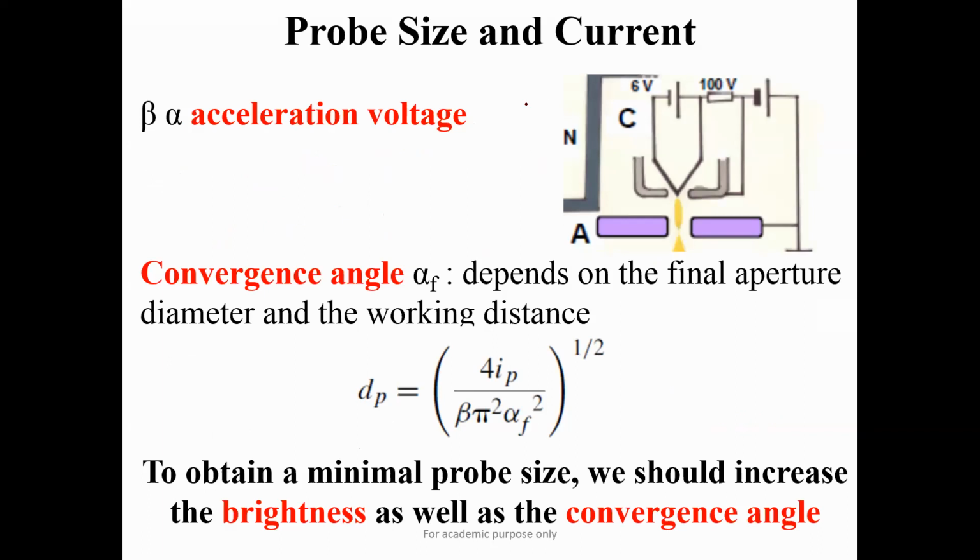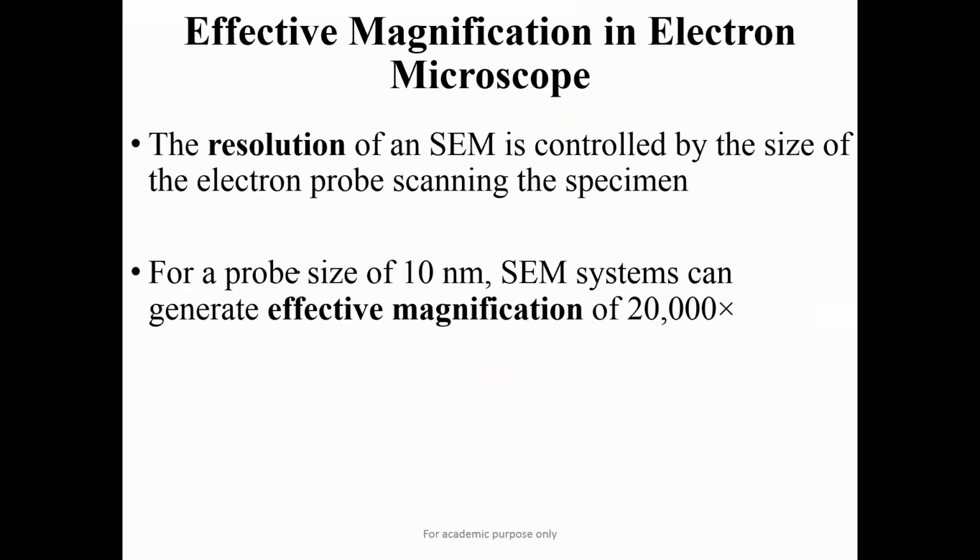Now, these are the parameters. The main two parameters which decide the probe size are the acceleration voltage and, second, the diameter of the final aperture. Okay, so if we try to obtain minimal probe size, we should increase brightness. How can we increase brightness? Just by increasing the acceleration voltage as well as adjusting the convergence angle. So these are two strategies to get minimum probe size for better resolution.